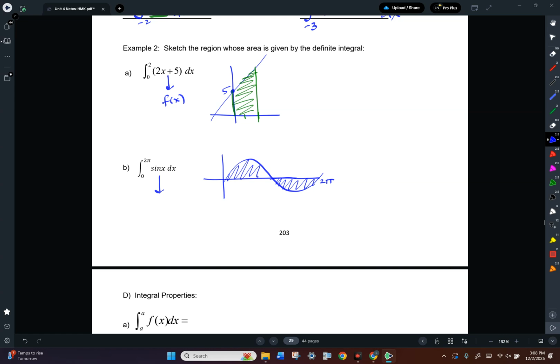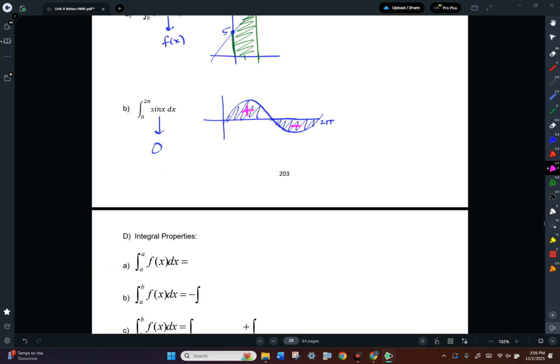Hopefully, the answer would actually come out to be 0. Why? Because it took this positive value and this exact same negative value, and they said, oh, that's 0. That's why you've got to be careful. Integrals are not equivalent to area. They represent area. So you have to be careful of what part's above and what part's below.